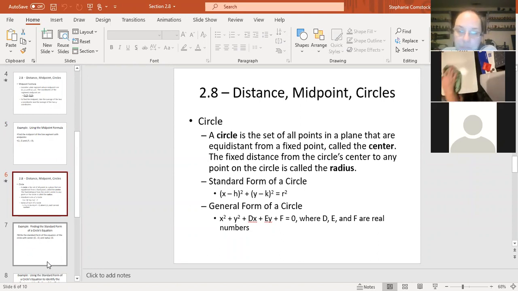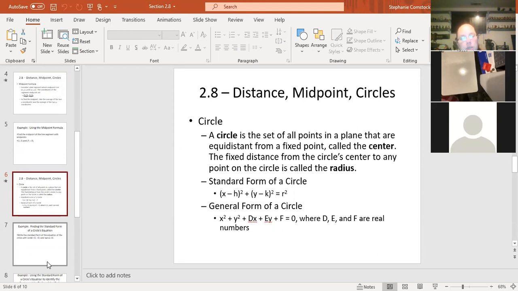The fixed distance from the center to the point on the circle is called a radius. There are two forms. There is what's called standard form, which is (x minus h) squared plus (y minus k) squared equals r squared. There is also the general form of a circle, which is basically that multiplied out. Now, we need to be able to work in standard form.